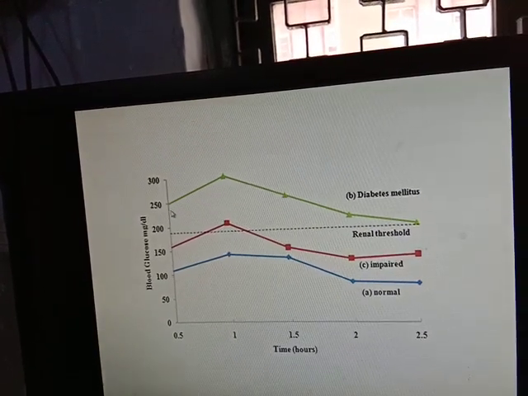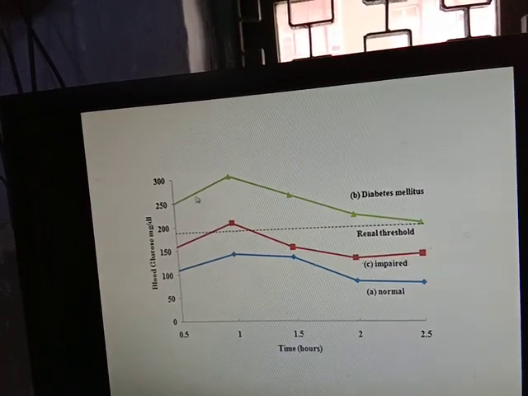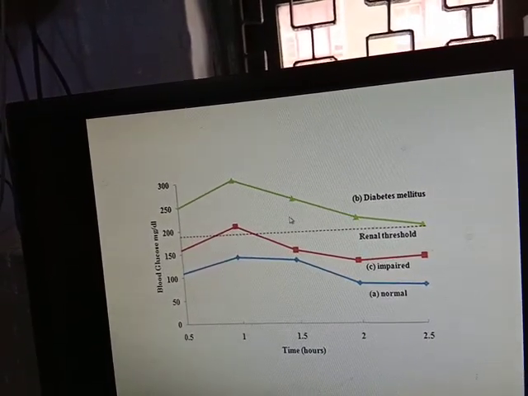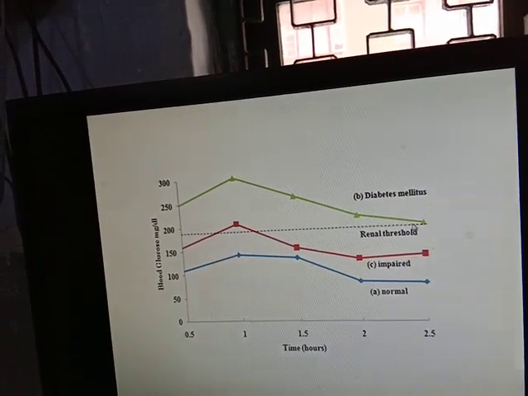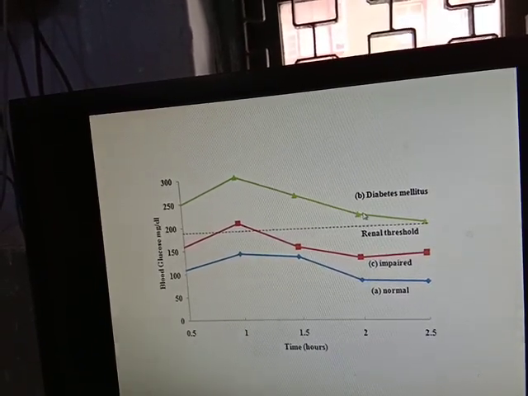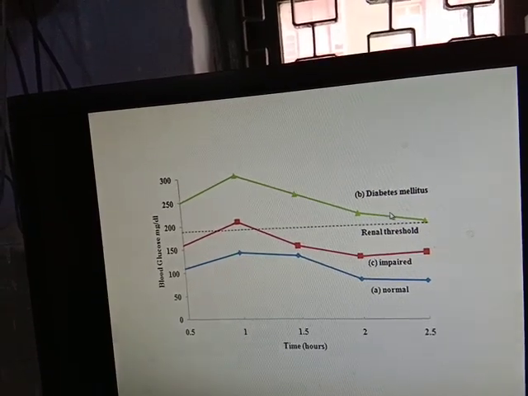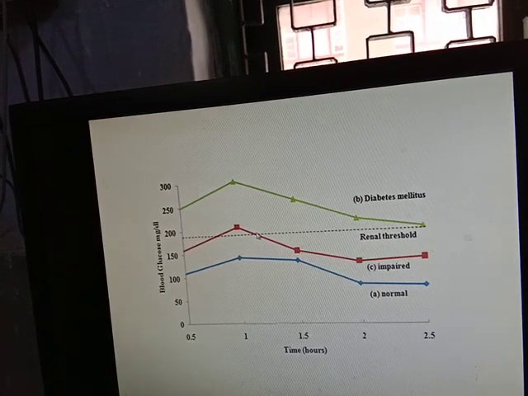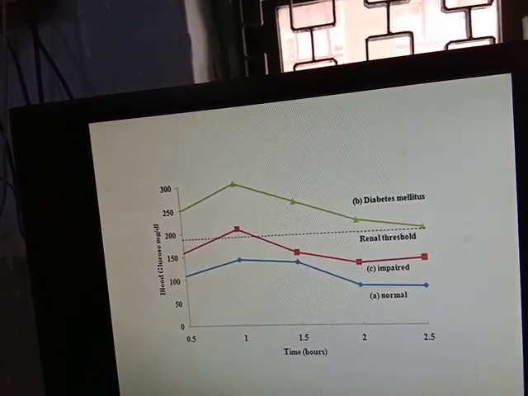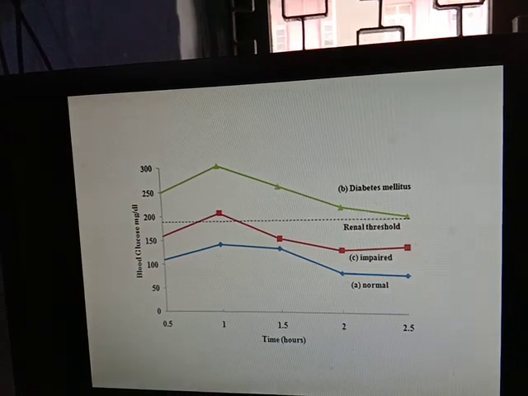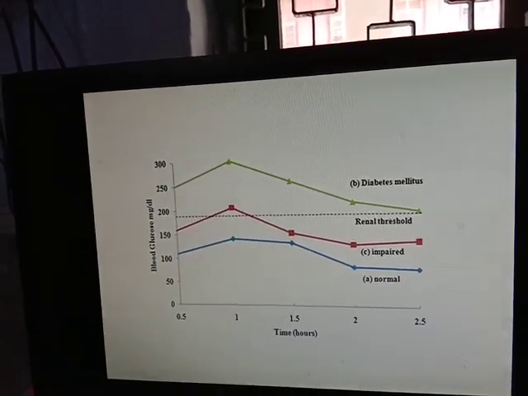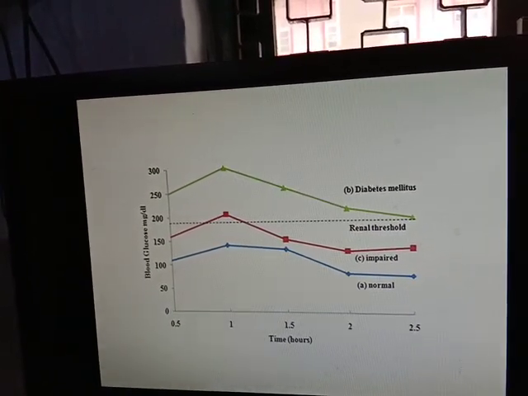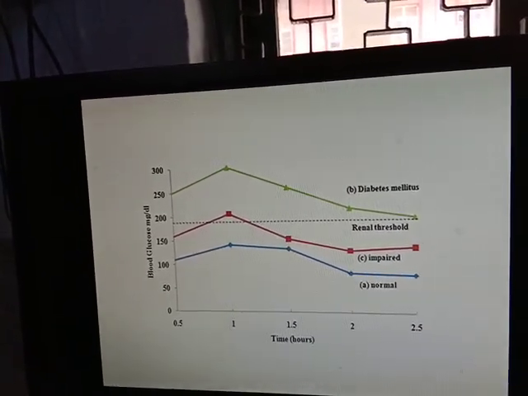If the patient has diabetes mellitus, they will already have a higher blood glucose level and it will decrease very slowly. Still it will be higher than the renal threshold. So in such cases glucose will spill in urine, whereas in normal individuals, up to the renal threshold, blood glucose will be absorbed. The concentration of blood glucose will decrease at a slower rate in renal threshold problems.